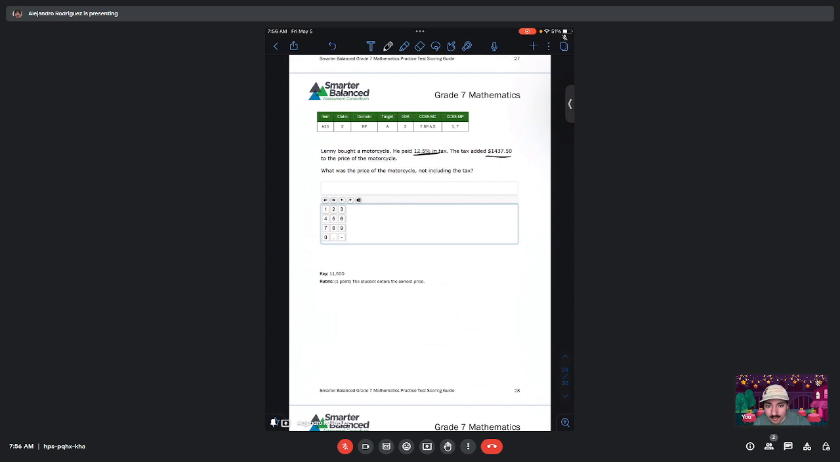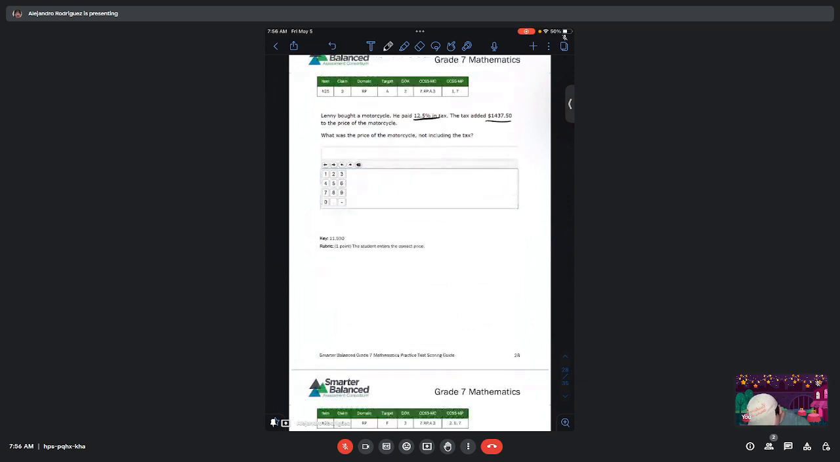All right, so in this case, let's set up an equation. We know that he bought a motorcycle for some price. They don't tell us the price, but that's okay. In math, when we don't know something, we just put it as a variable. So I'm going to say x is equal to the price of the motorcycle before tax.